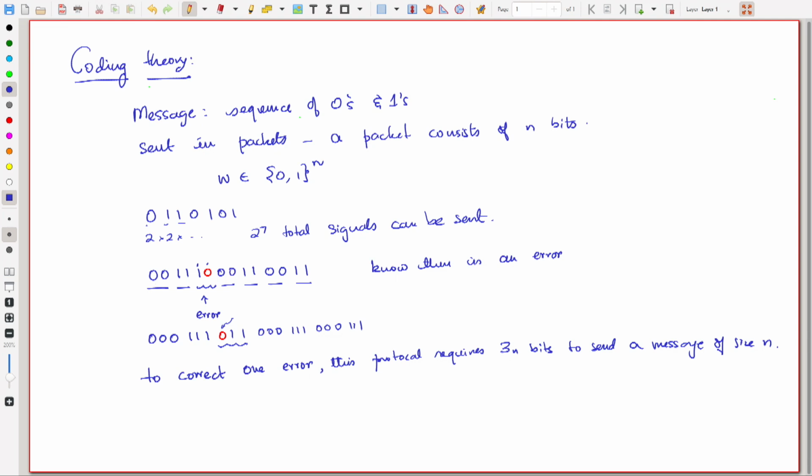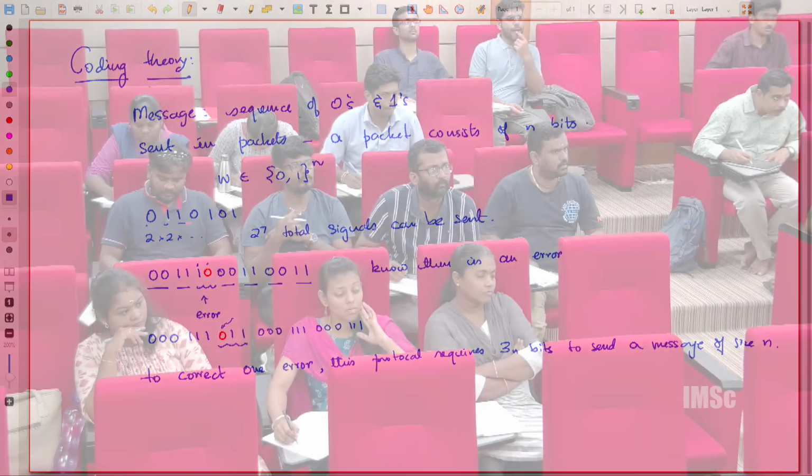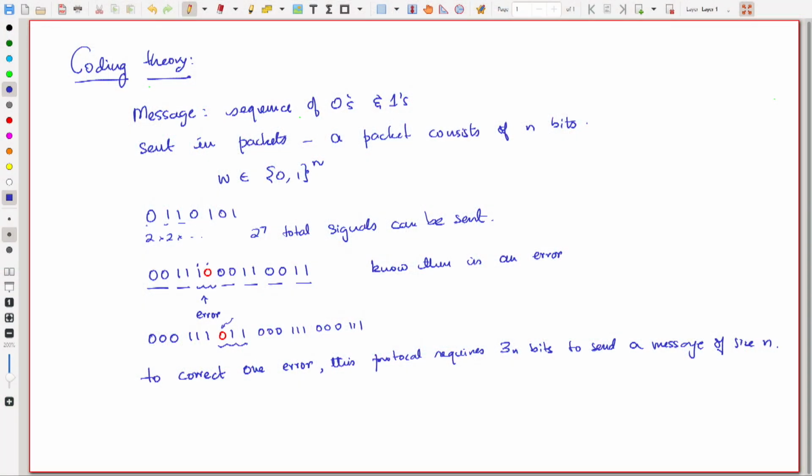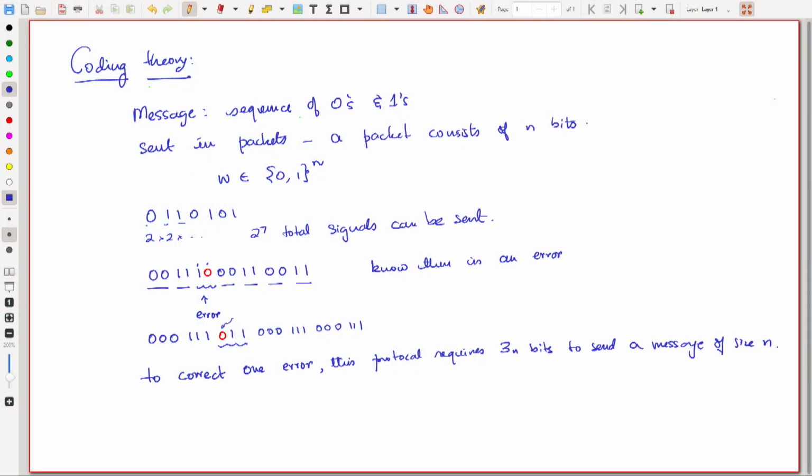Excuse me, sir. Yeah. So please, will you please summarize what we are doing? Because first we are coding in 2 and then we are coding in 3. So 3 is better now. 3 is better in the sense you can correct the error. If there is just one error, it can be corrected. It is worse in the sense that now the message has become much longer. So the transmission will slow down and the cost of transmission will go up. But error correction is better. Now, error correction is possible.